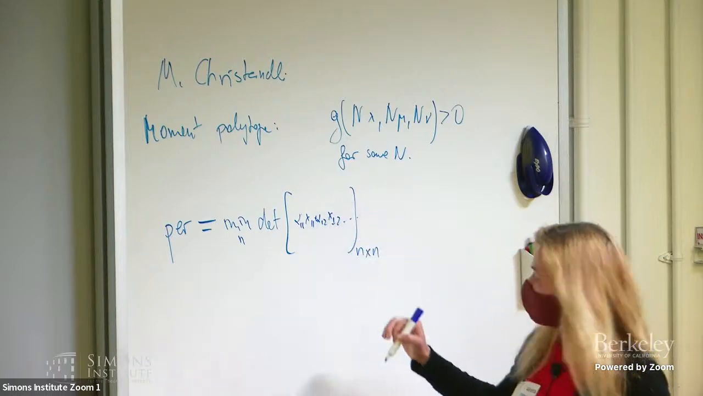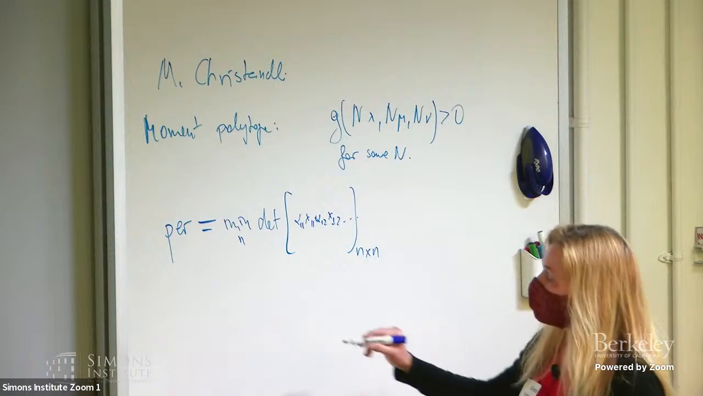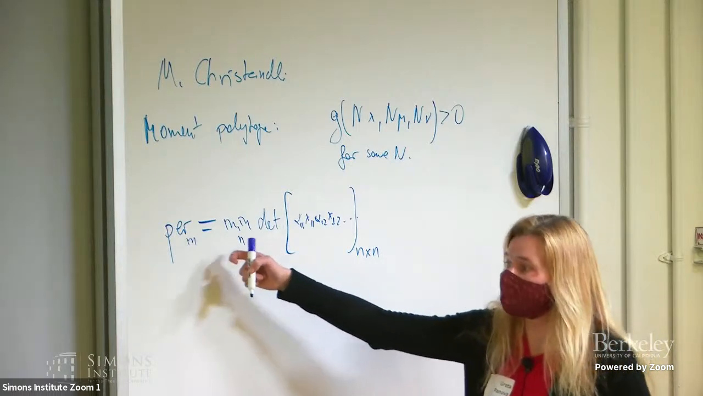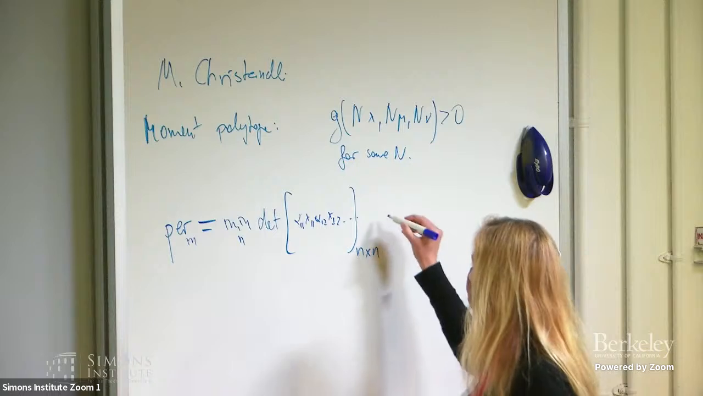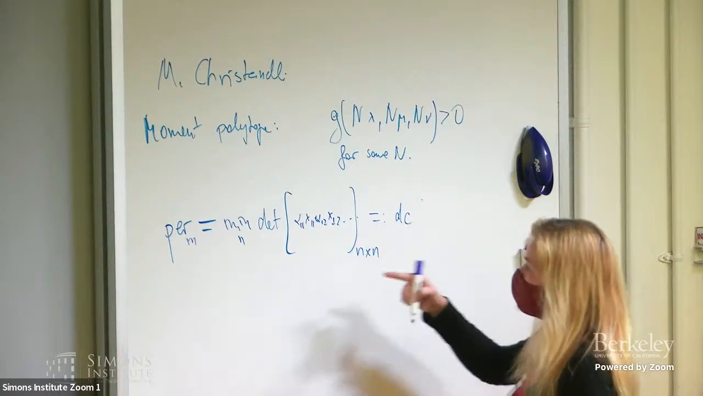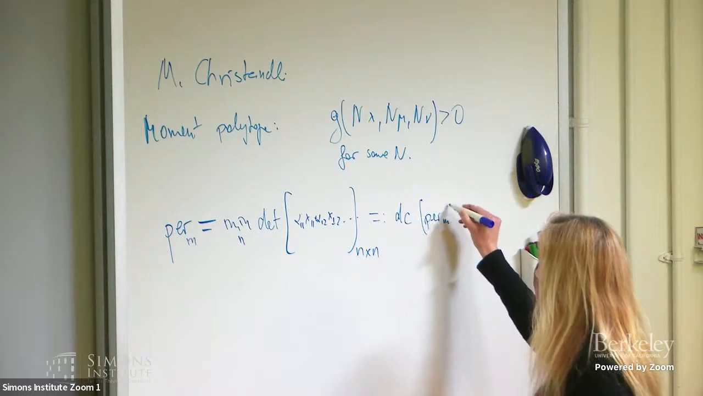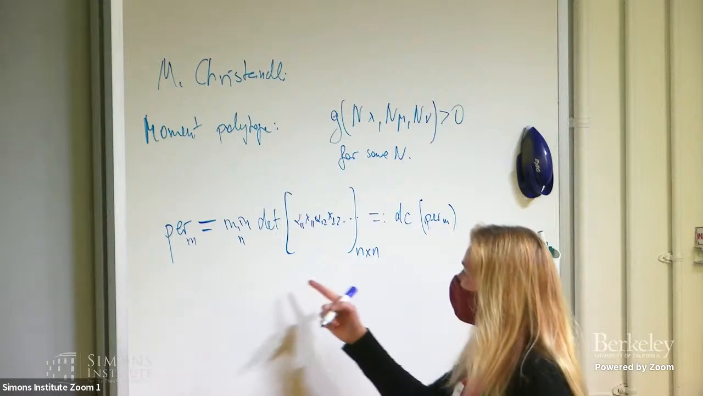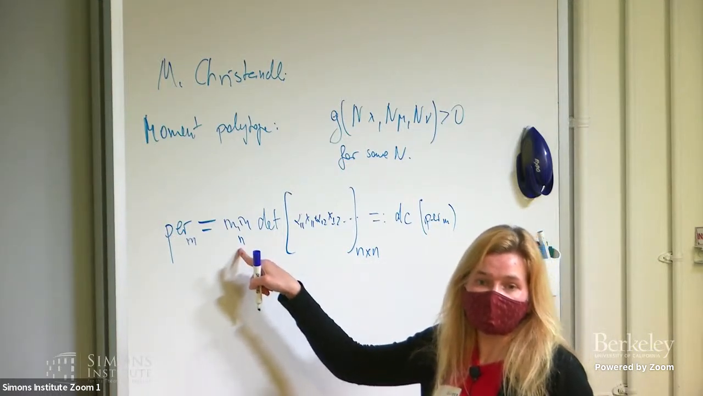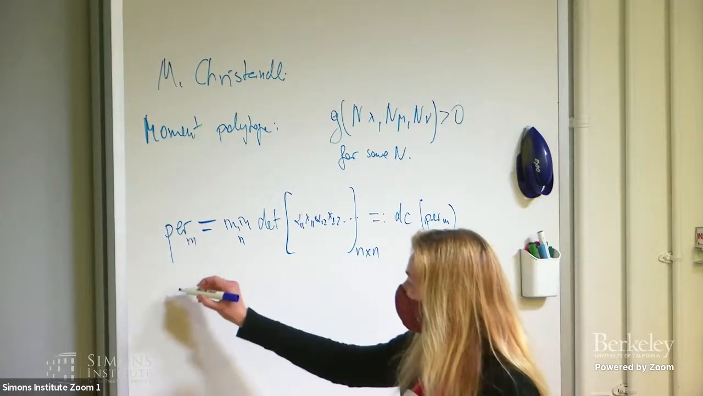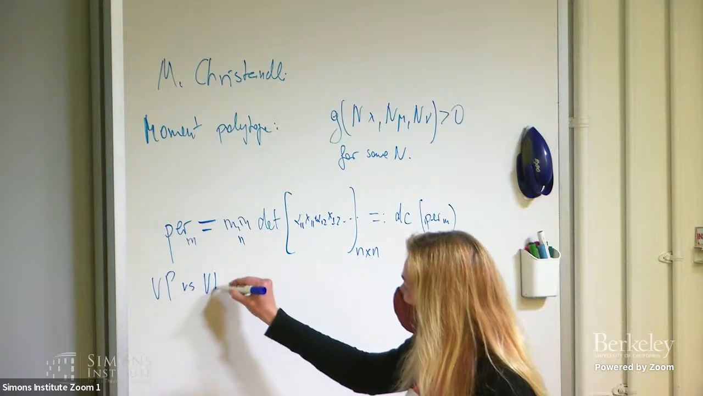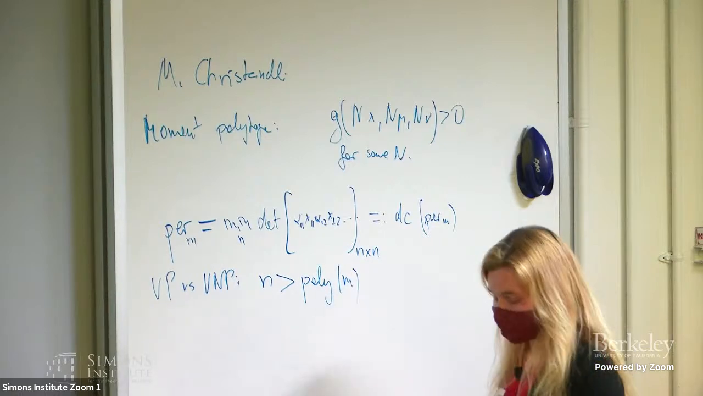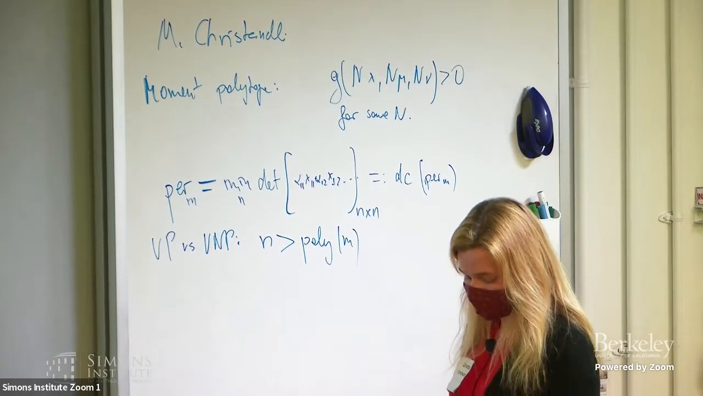So the permanent of size m. So n is going to be some function of m. The minimum one is going to be the determinantal complexity of this particular polynomial. And basically, VP versus VNP boils down to showing that this n is not polynomial, is super polynomial in m. So VP versus VNP is n bigger than any polynomial of fixed degree in m.